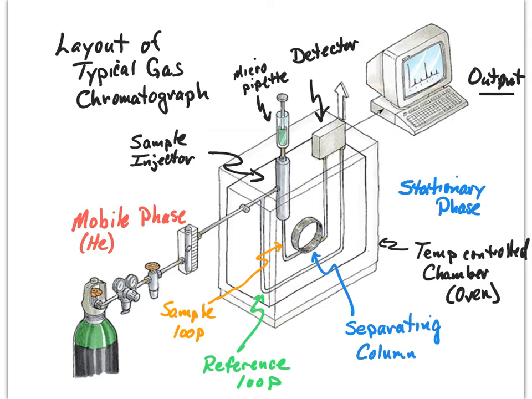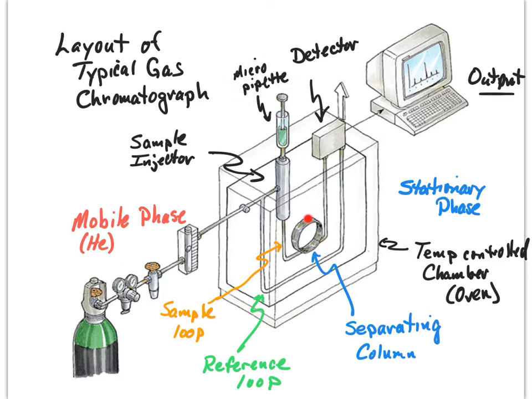Okay? And so, right, the gas is flowing through, it's split. So there's a reference loop, right, gas that's not carrying any sample. And then there's a sample loop where the separating column is with the coating. And so you inject the sample into the sample loop through the sample injector using a micropipette, right?